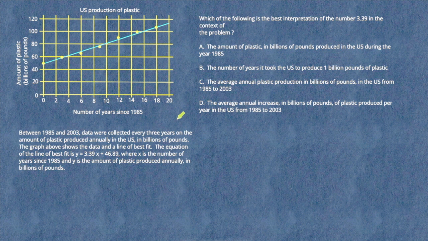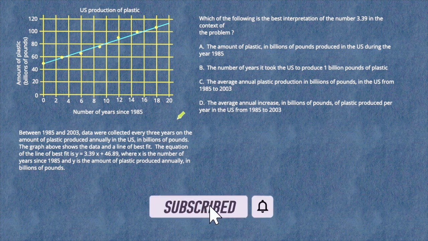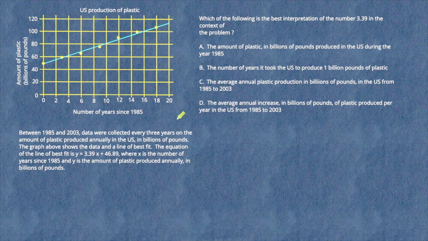The equation of the line of best fit is y equals 3.39x plus 46.89, where x is the number of years since 1985 and y is the amount of plastic produced annually in billions of pounds. Now to the problem. Which of the following is the best interpretation of the number 3.39 in the context of the problem? So now we need to find out what 3.39 means in the equation for the line of best fit. So let's see the equation.